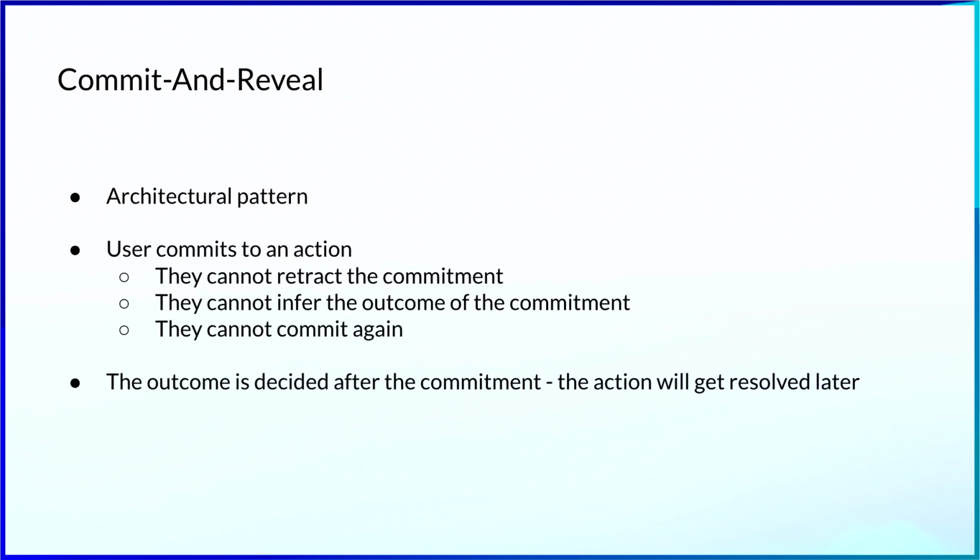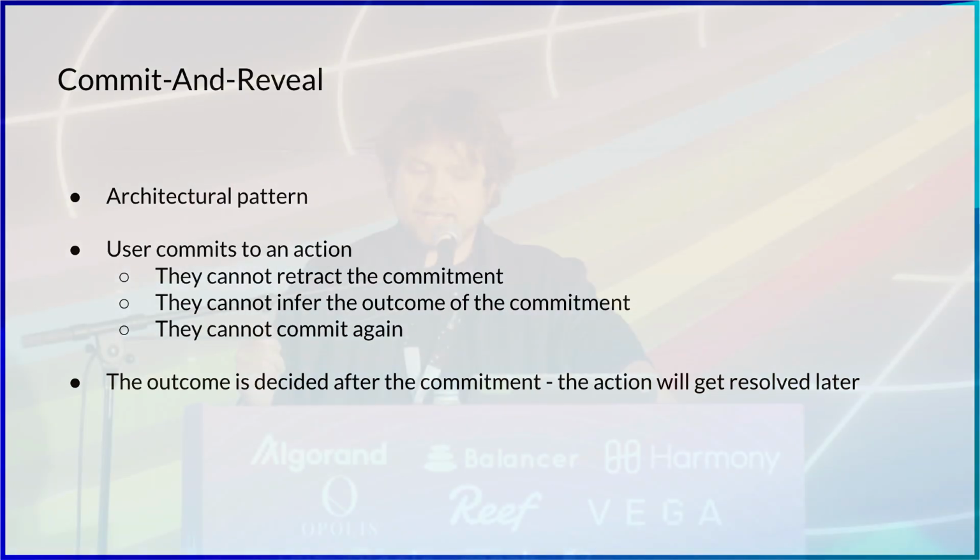The second thing that I want to talk about, it's a different technique for producing randomness, is the commit and reveal scheme. So commit and reveal is a design pattern. It breaks the production of randomness and its resolution into two steps. In the first step, the user has to commit to some action so that they cannot retract their commitment later. It's done, and at some point it will be resolved.